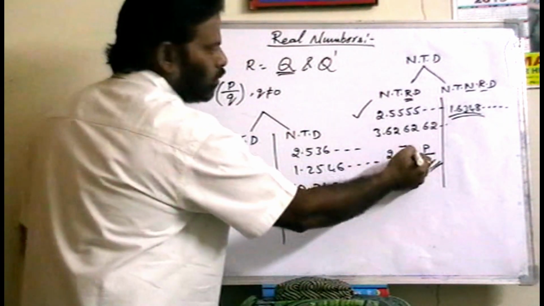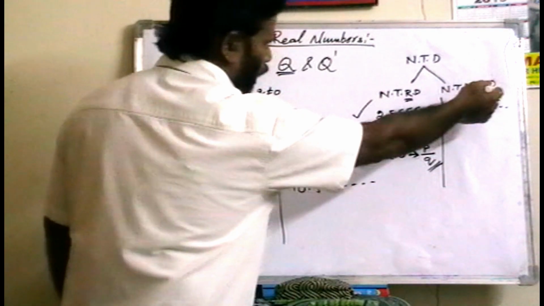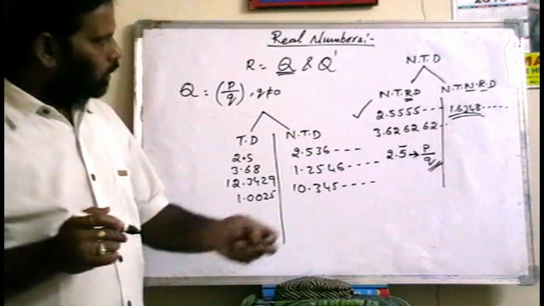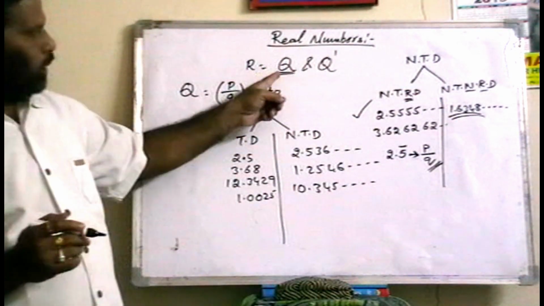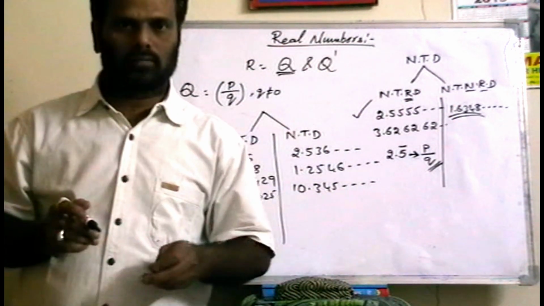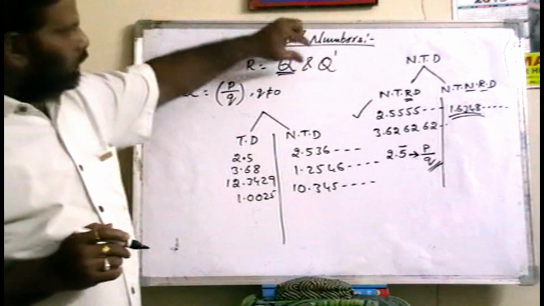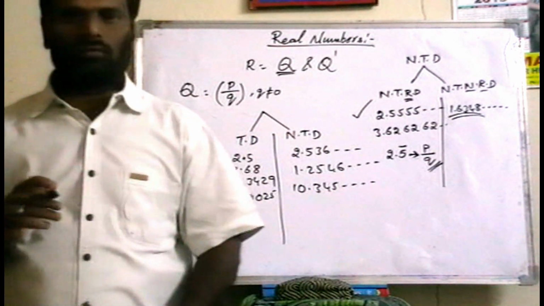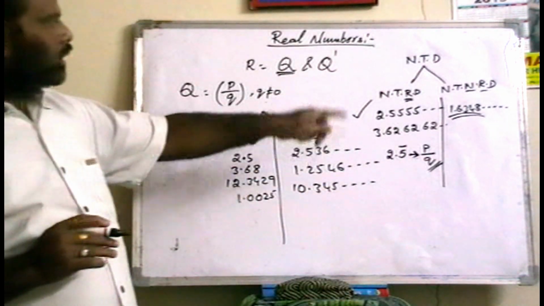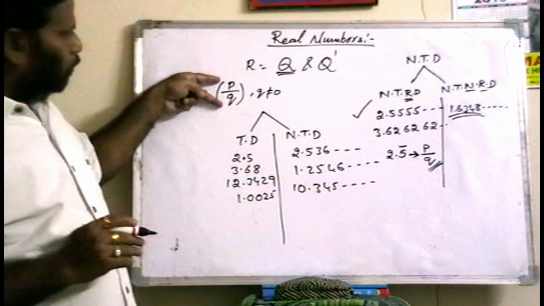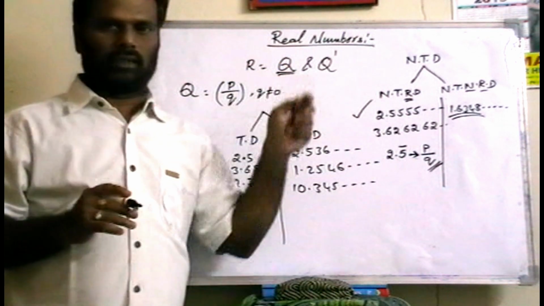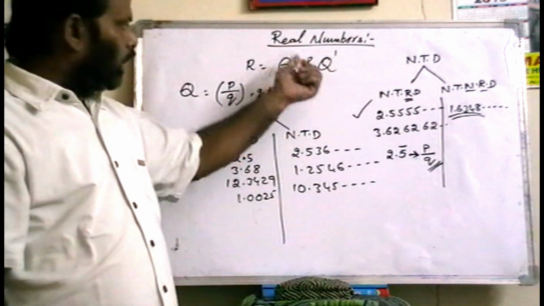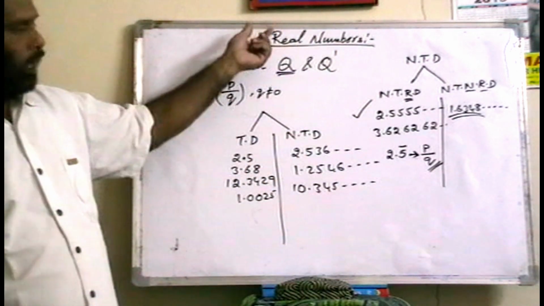Right? But non-terminating, non-recurring decimals cannot be changed to the p by q form. So they are not rational numbers, they are irrational numbers. Irrational number means a number which cannot be written in the form of p by q. A number which can be written in the form of p by q is called a rational number. Rational and irrational numbers together are called real numbers.